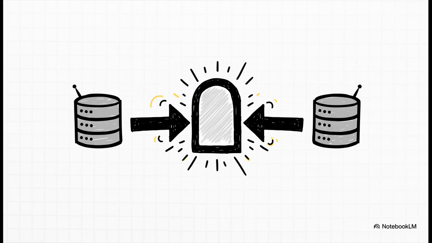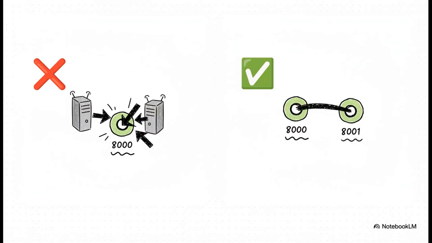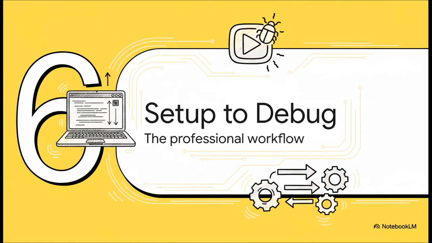So, how do you run them both at the same time? The fix is incredibly simple. For your second project, just add a port number to the end of the command. For example, python manage.py runserver 8001. This just tells Django, hey, use this other port instead, allowing both of your servers to run happily side by side. No conflicts.